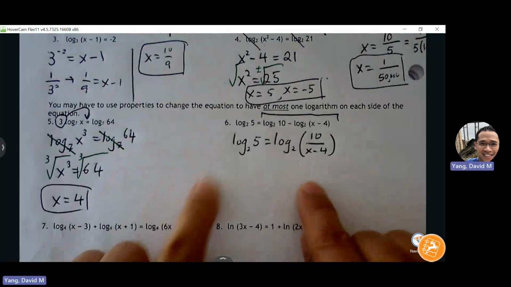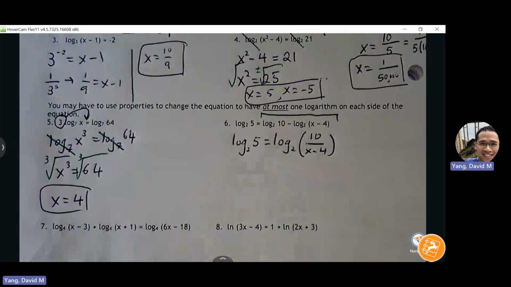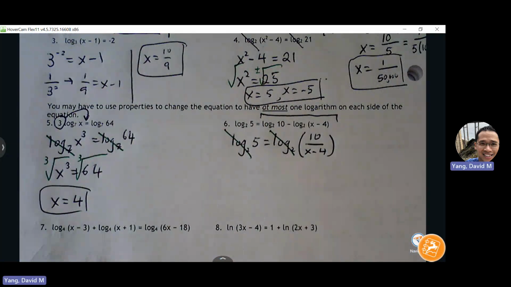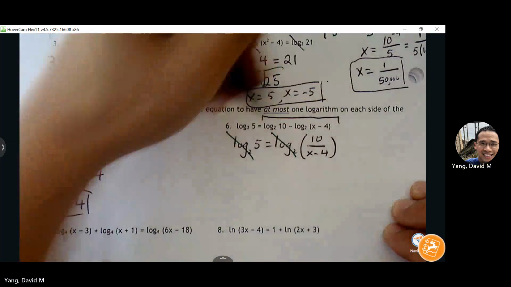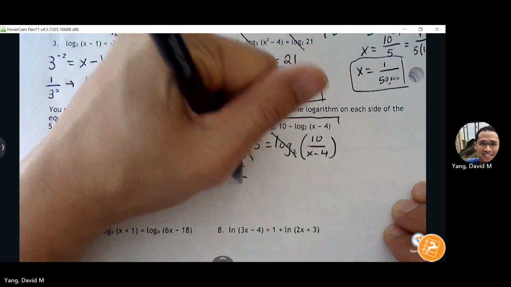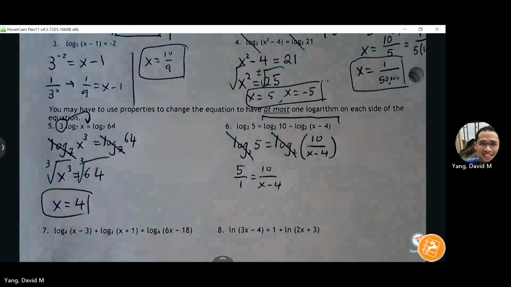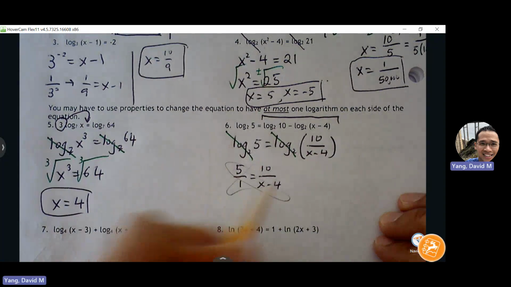Okay, so now it's clean, right? There's no coefficients in front. We can just remove log base 2 from both sides and just focus on 5 equals 10 over x minus 4. We can cross multiply, solve for x. I'll distribute that 10 through, distribute that 5 through.